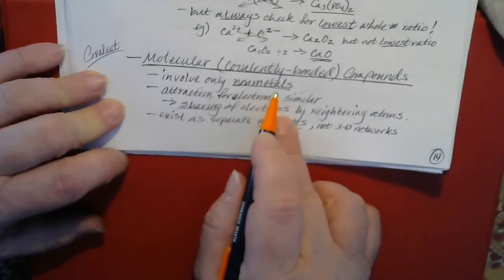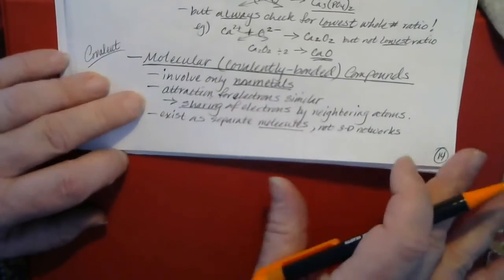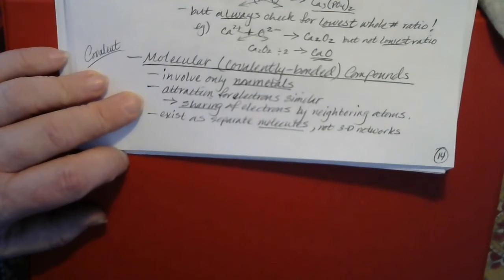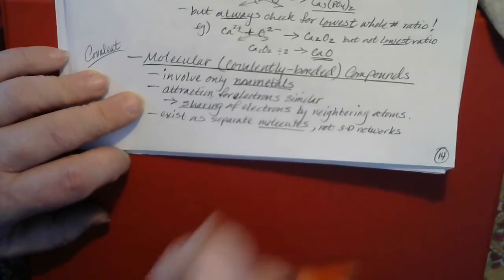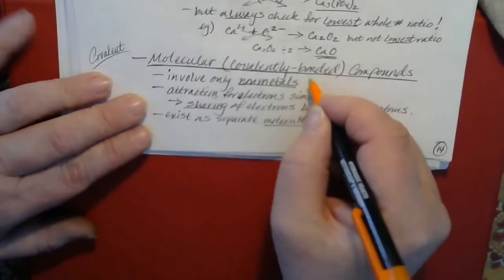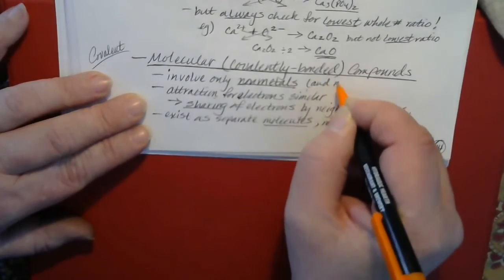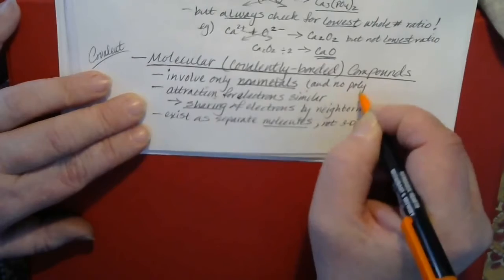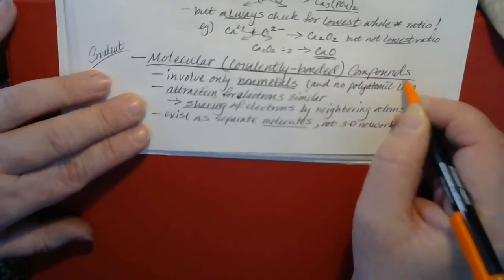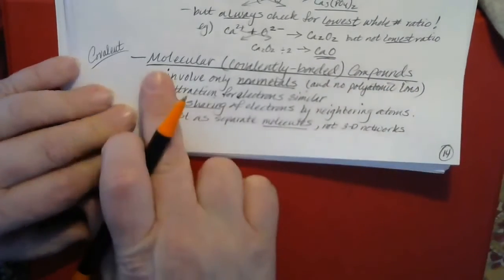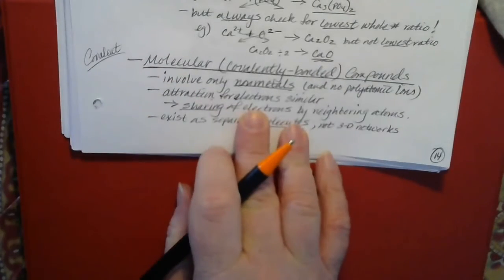So they involve only nonmetals. If you see a formula for a compound and all of the elements in that compound are nonmetals, and there are no polyatomic ions, then it is a covalent or molecular type compound.